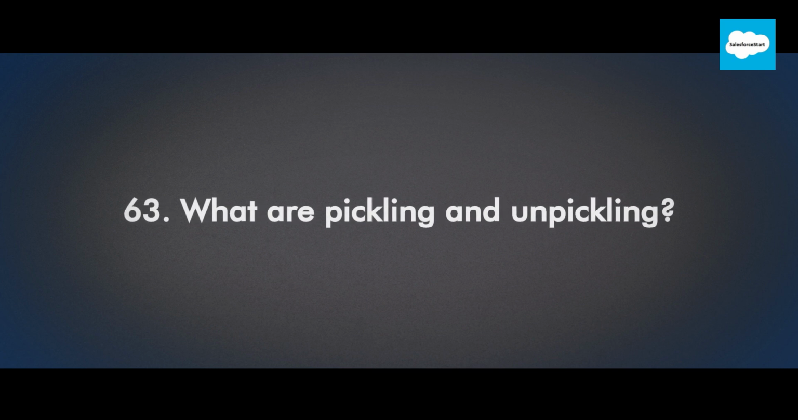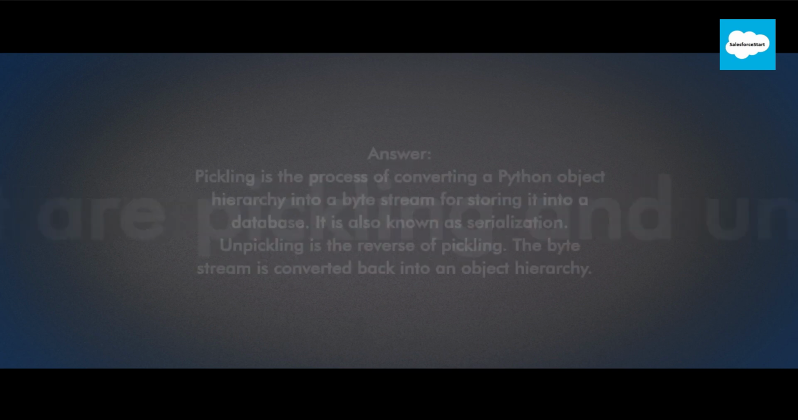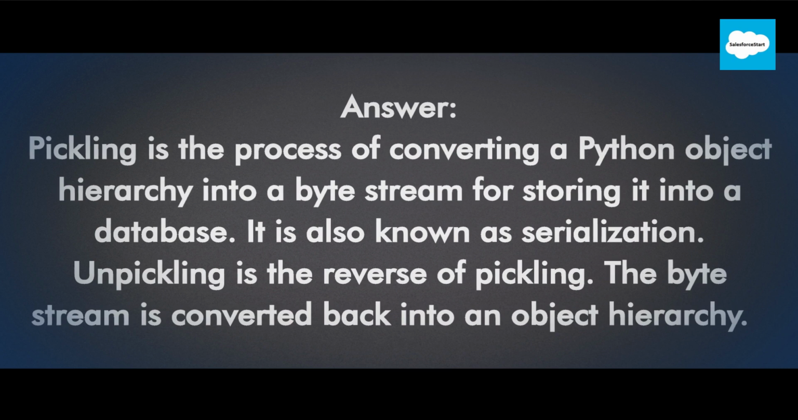63. What are pickling and unpickling? Answer. Pickling is the process of converting a Python object hierarchy into a byte stream for storing it into a database. It is also known as serialization. Unpickling is the reverse of pickling. The byte stream is converted back into an object hierarchy.